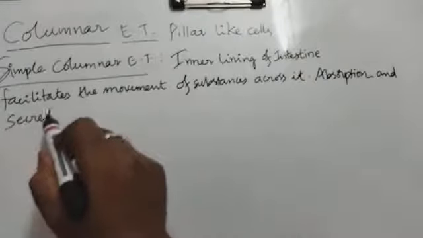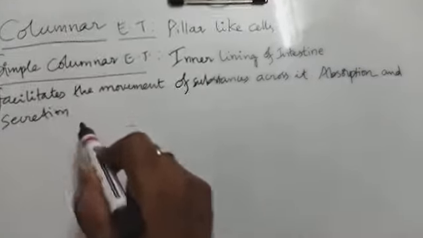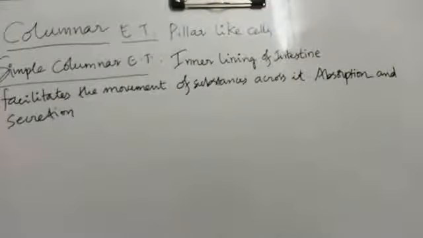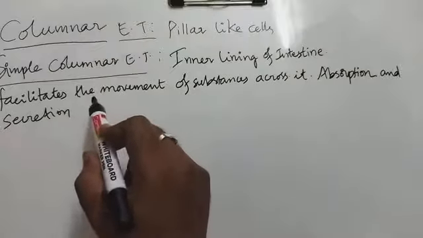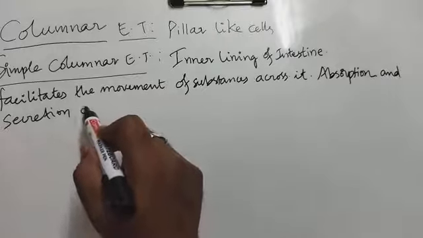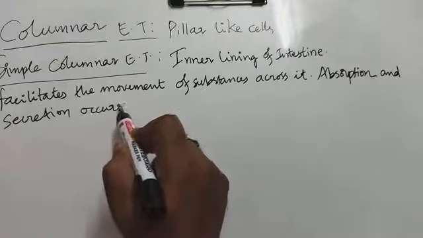Absorption of what? Final digested end product. Secretion of what? Small intestine secretes digestive juice. So secretion of digestive juices and absorption of digested end products occurs. Right?